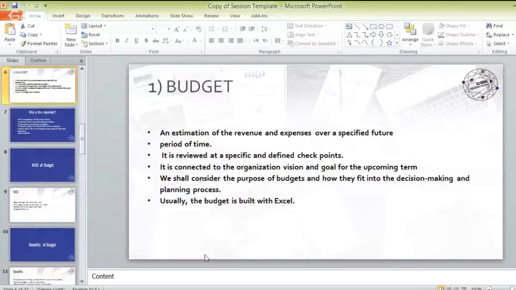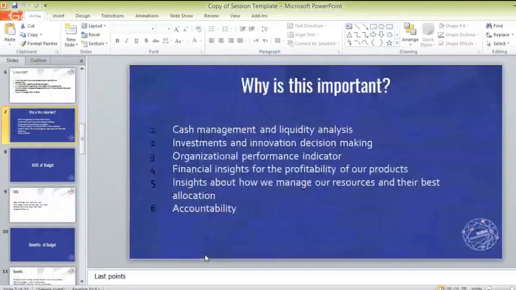And usually, when we plan, the budget is always on Excel because it's really easy to use, and we can formulate the equations and the formulas and get the analytics that we want in a very easy way. That's why we use Excel. So now we understand the importance of the budget.